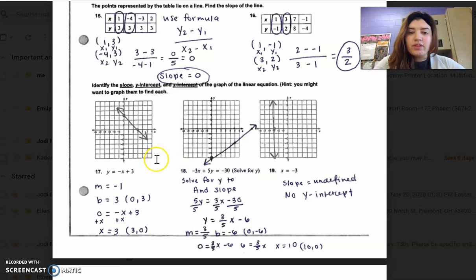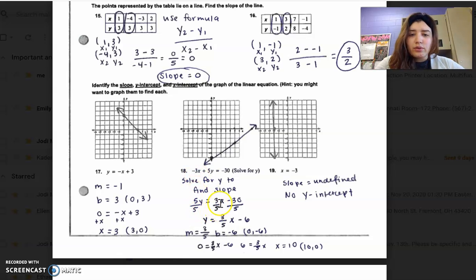Okay, for 17, 18, and 19, there's a few different ways you can do this. They want the slope, y-intercept, and x-intercept. So you can plug in your zeros and get your x and y-intercept. Or what I did was I just read 17, found m, which is -1, that's our slope, found b, which is 3, that's our y-intercept, and then I plugged in 0 for y and got our x-intercept.